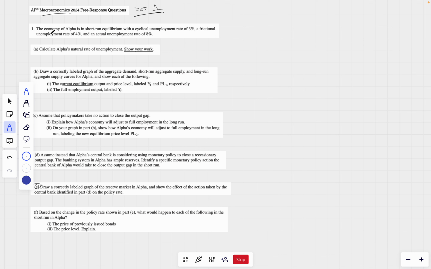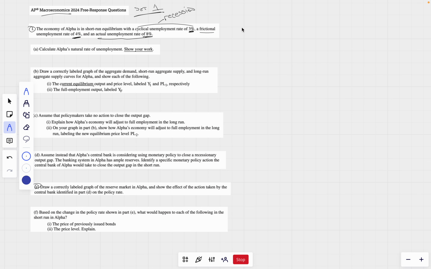So number 1: the economy of Alpha is in short-run equilibrium with a cyclical unemployment rate of 3%. Anytime we're talking cyclical, we know we have a recession. So we have a recession, and cyclical unemployment is 3%. Frictional unemployment is 4%. Actual unemployment is 8%.